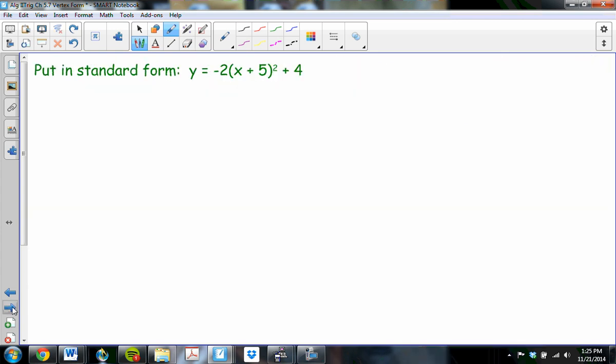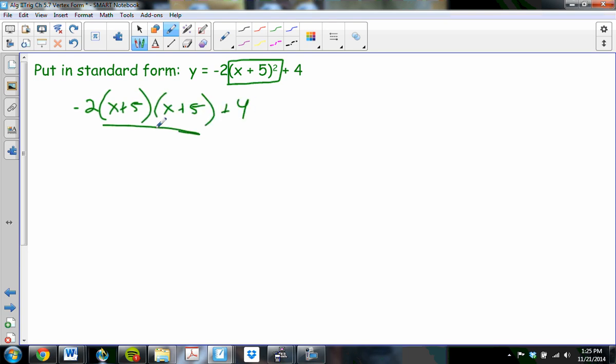If you want to take an equation that is in vertex form and put it in standard form, that involves some foiling. I do not multiply or distribute this -2. I'm not allowed to do that. By order of operations, I do the (x plus 5) squared first. So I'm really going to do this.